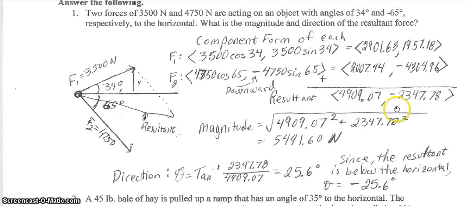So magnitude, Pythagorean theorem, so that it in fact feels a force of 5441.60 newtons. Direction, again, we've got the opposite and adjacent, the two legs of that right triangle. So this 25.6 degrees is this angle here because it goes down. So I'll describe it as a negative 25.6. You could say 25.6 degrees below the horizontal. That works also.